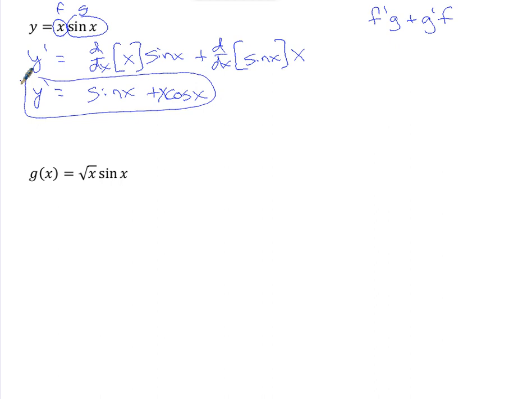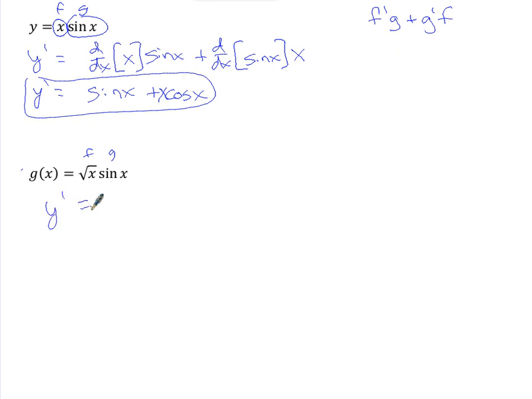Got it? Good. The key is recognizing when to use the product rule. Two functions are being multiplied together. Do we have two functions being multiplied together on this one? Yeah. So what are we going to call f? Square root of x. And then this would be g. Okay? So now set up the product rule using the very formal notation.